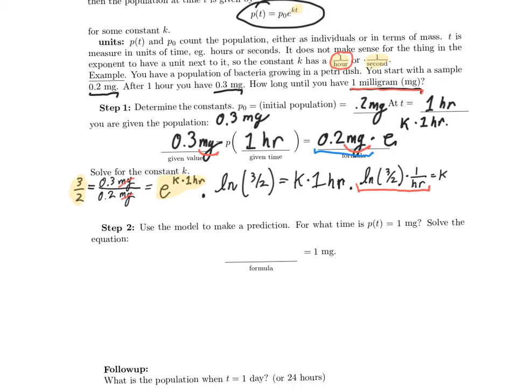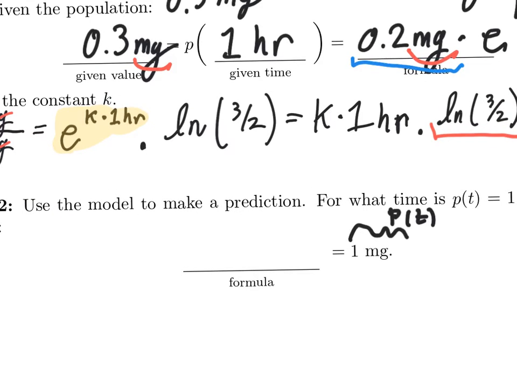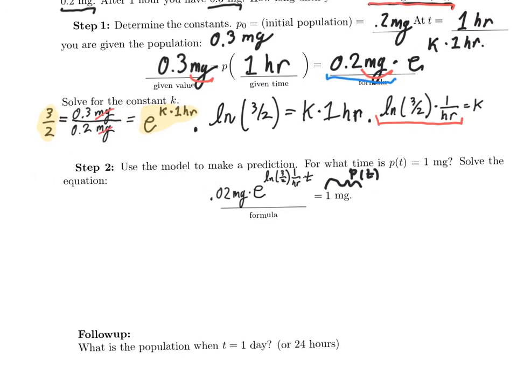So right here is the eventual population, so that's p of t. Now I'll write down the formula for p of t. That is p0, 0.02 milligrams, times e to the k, ln of 3 over 2. And maybe I'll suppress the units. No, I won't yet. Times 1 over 1 hour times t. There's the equation that I have to solve.